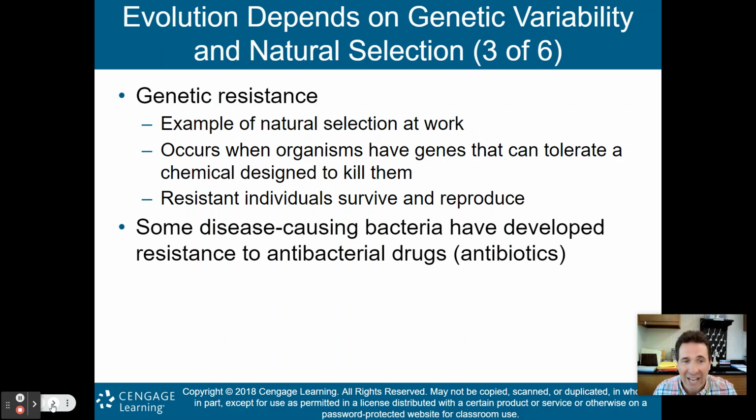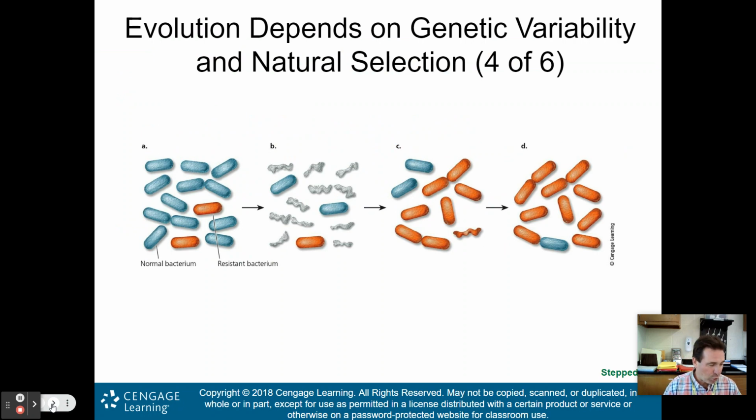Some disease-causing bacteria have developed resistance to antibacterial drugs, or antibiotics. That's why, yeah, when you're sick, you want to go get antibiotics, but a lot of times maybe you don't unless you really have to, because the more antibiotics you put in your body, the more bacteria can maybe become resistant through this natural selection, and therefore the antibiotics may not work as well. So again, that's what we're looking at here, and this is natural selection. Again, you have normal bacteria in blue and bacteria that is resistant to antibiotics in the orange. Over time, right, because of a random mutation in the DNA, you have some bacteria that have this resistance to it.